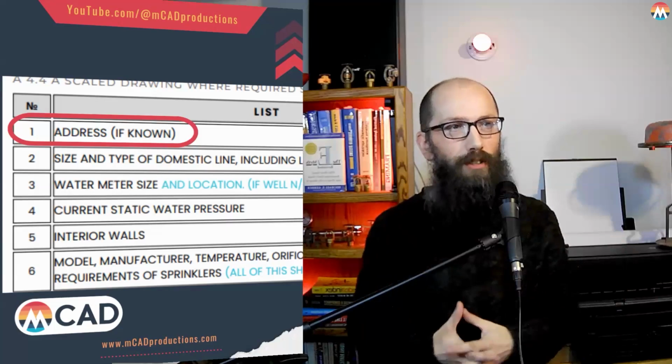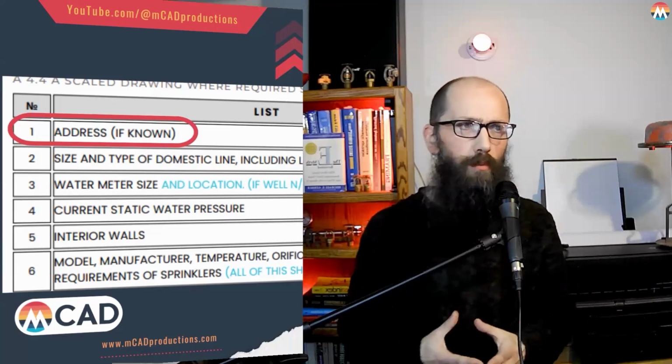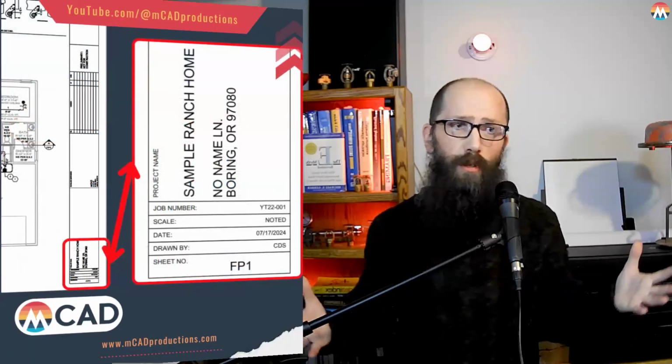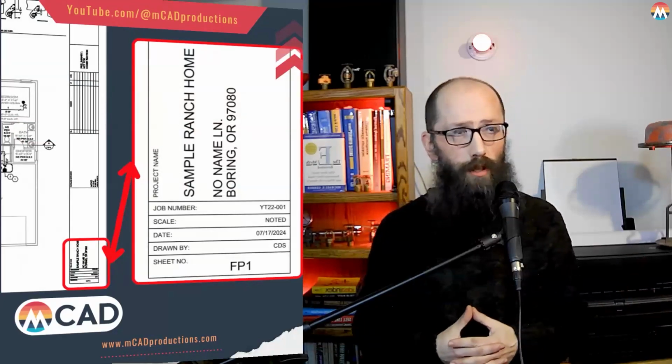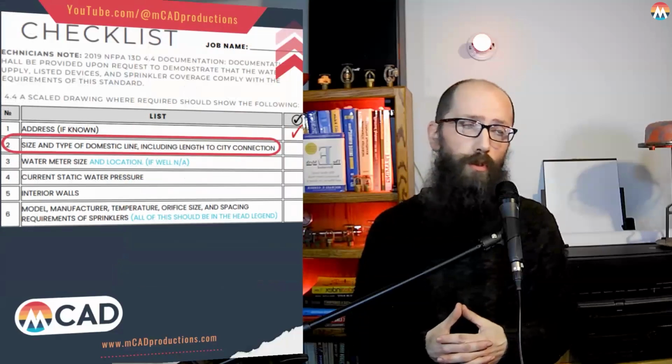Anyway, moving on. So the first thing on our list, which seems like a pretty logical one, is the address. So on our plans, we zoom in. This was our sample ranch home. That's where that goes. We're just kind of moving through the checklist, checking things.